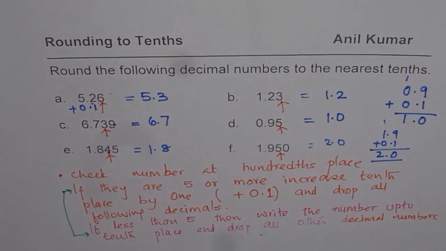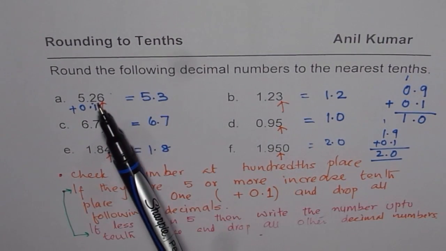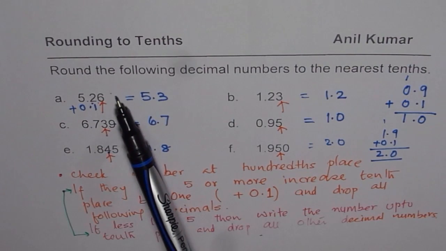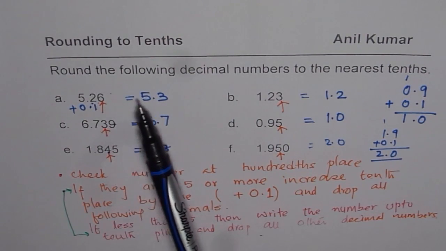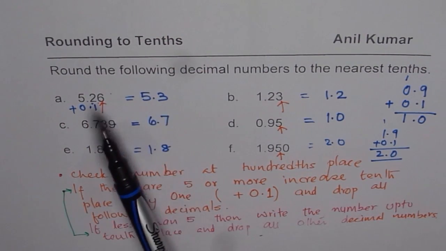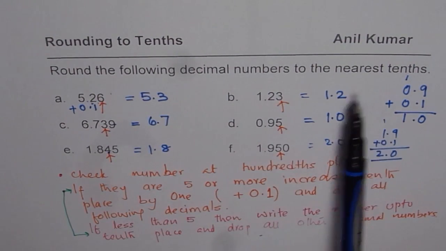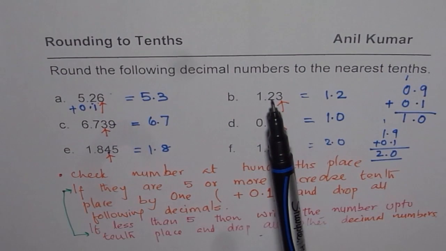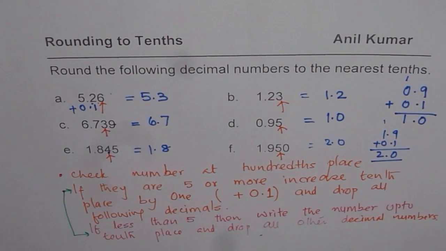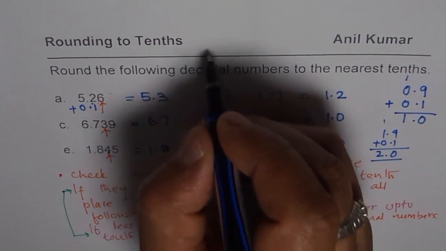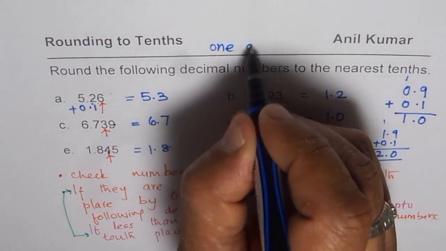So that is the rule. When rounding to tenths, you need to check the hundredths place. If the hundredths place is 5 or more, increase the 10th place. Write down your number. If the 100th place is less than 5, just drop and write down up to the 10th place. Rounding to 10th means you should always write down your answer to 1 decimal place, right? So we are rounding to 1 decimal place.